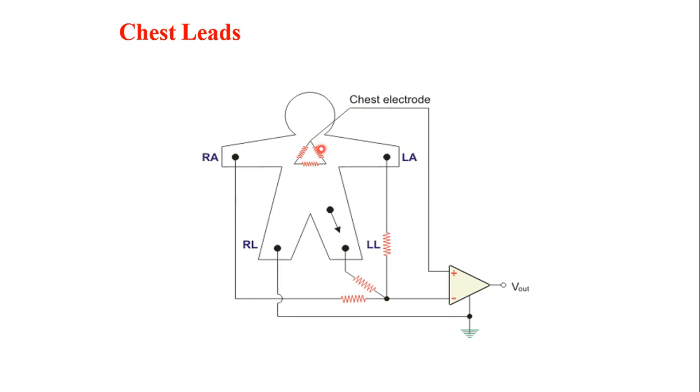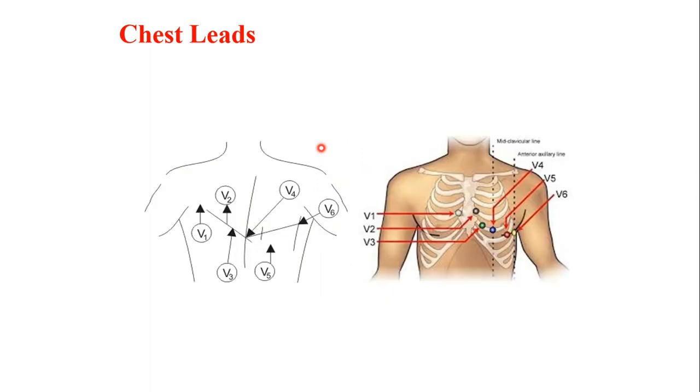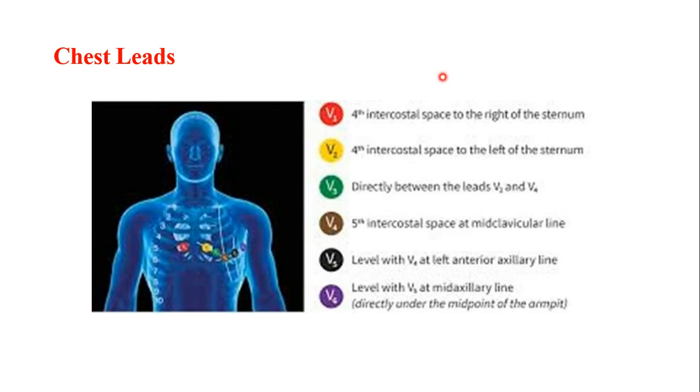The chest electrode has six potentials: V1, V2, V3, V4, V5 and V6. V1 is measured across the intercostal space to the right of the sternum. V2 is along the left of the sternum. V3 is between V2 and V4, and V4 is the mid clavicular line. V5 will be the anterior axillary line, and V6 will be the mid axillary line.